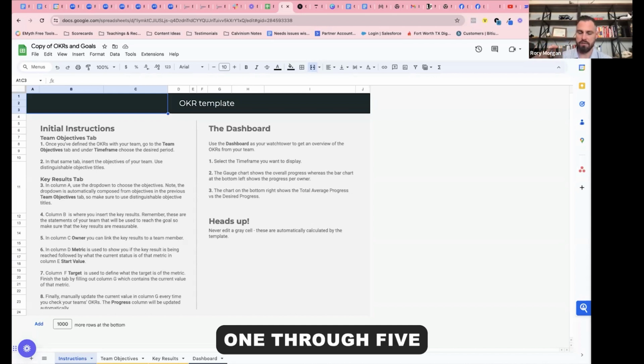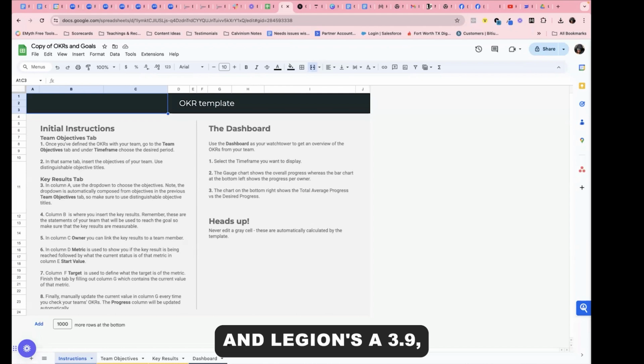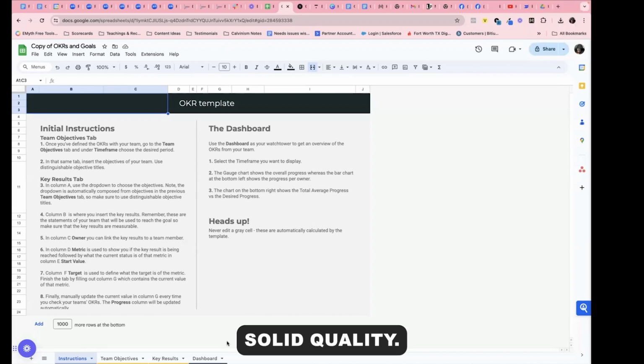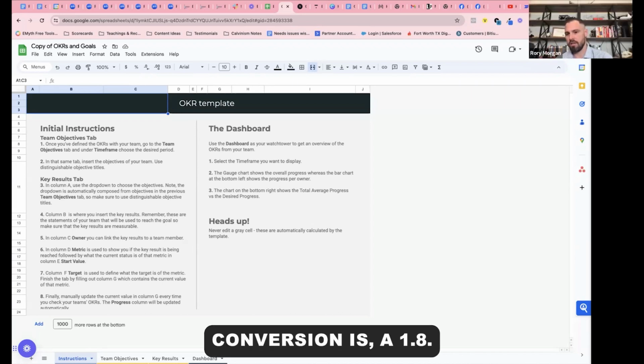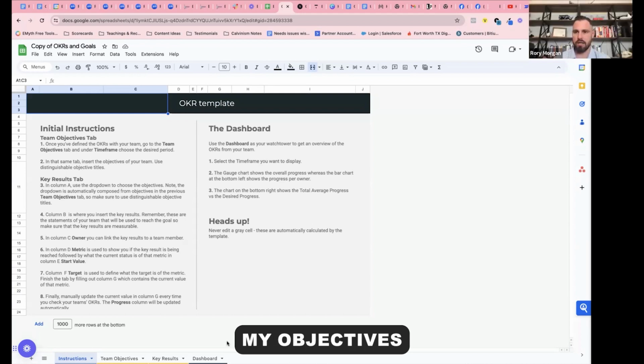So if it's ranked 1 through 5 and you've got one that's a 2.1, but everything else is a 3, that's pretty solid, right? It's going to be very rare that you have perfect scores. There's always something that's not working perfectly. But when I look at this and lead gen's a 3.9, that means you're getting pretty darn good lead flow and pretty solid quality. But then lead conversion is a 1.8. That means I really want to make sure my objectives are going to be focused around increasing conversion rates, right? So you need the context before you build the plan.